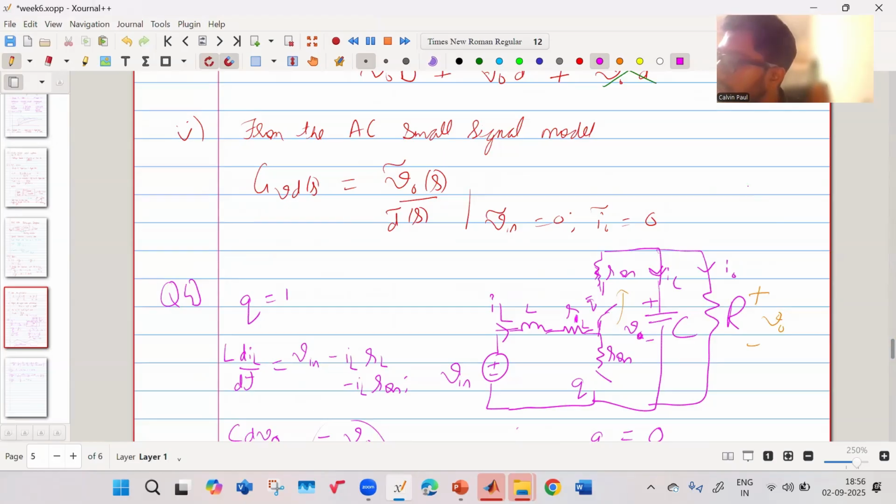Okay, so Parvati, what is the input current for your boost converter? How much is it?